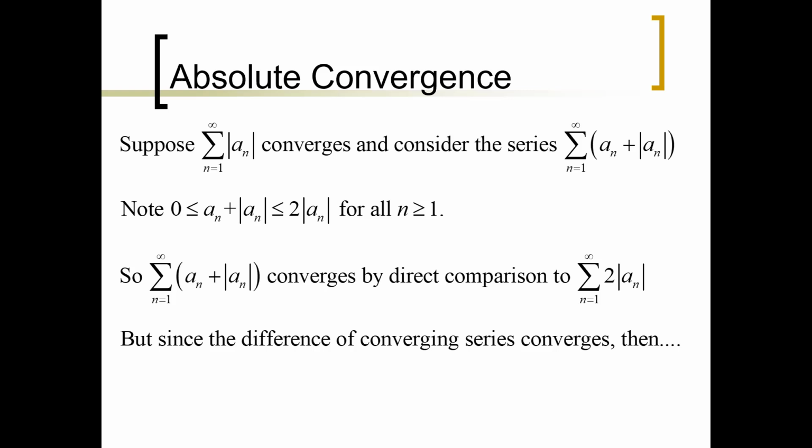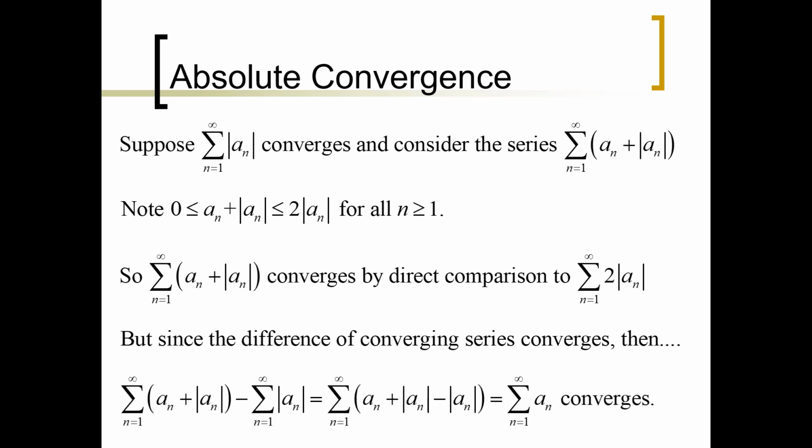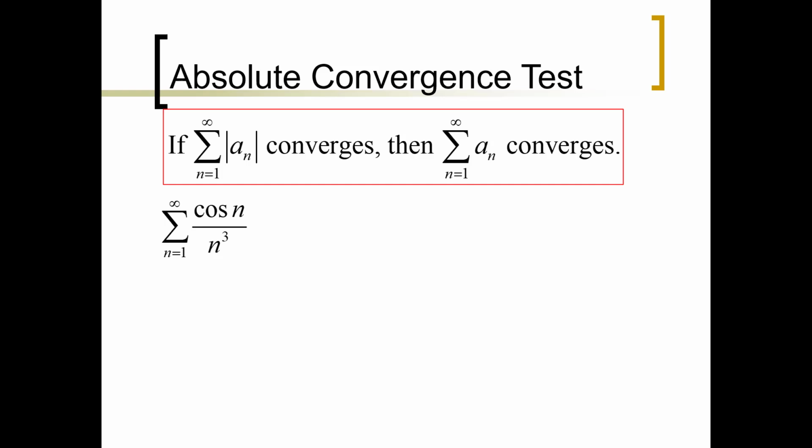But that would then mean, if you remember, that since the difference of convergent series converges, then if you take these two series and subtract them, the new series, which is the original series as n goes from 1 to infinity, also converges. So that gives you this test: if you take the series as n goes from 1 to infinity of the absolute value of the terms, so that you're always adding them all together instead of subtracting them sometimes, then if that series converges, then the original series converges. This is called the absolute convergence test.